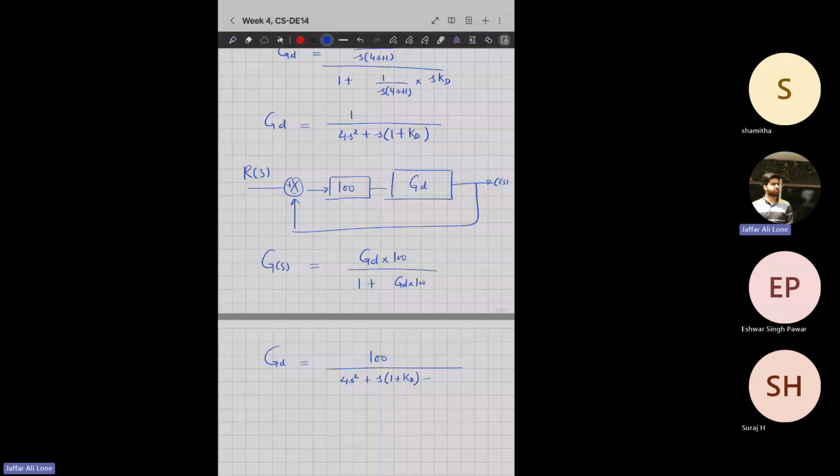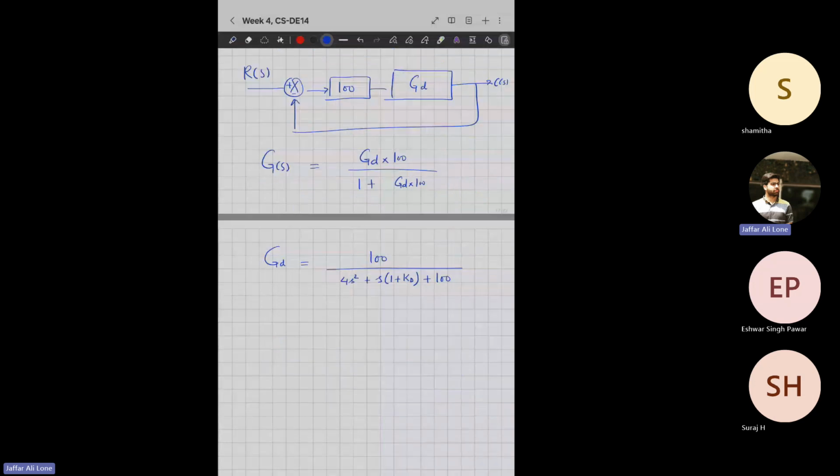Now let's compare. Is it in a standard form? No. As of now, it is not in a standard control form. This is G of S. Why? Because here we have this term 4. Let's take 4 common, and when the common one will go here, the net transfer function will be 100 divided by 4 is 25, then we have S square plus (1 plus KD) divided by 4 into S plus 25. Now it's in standard form.